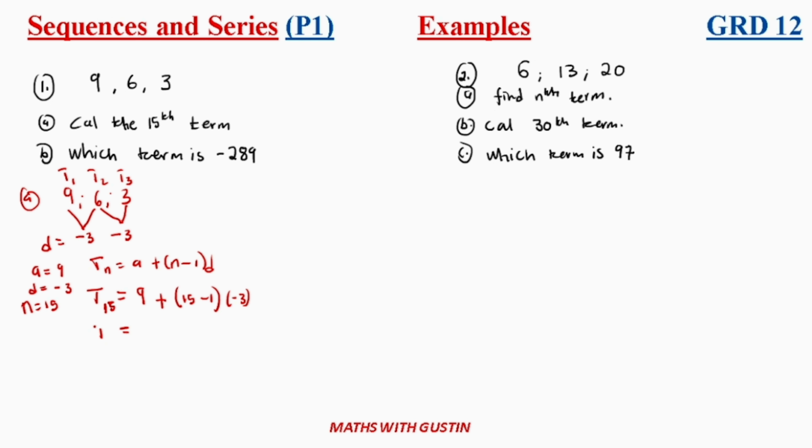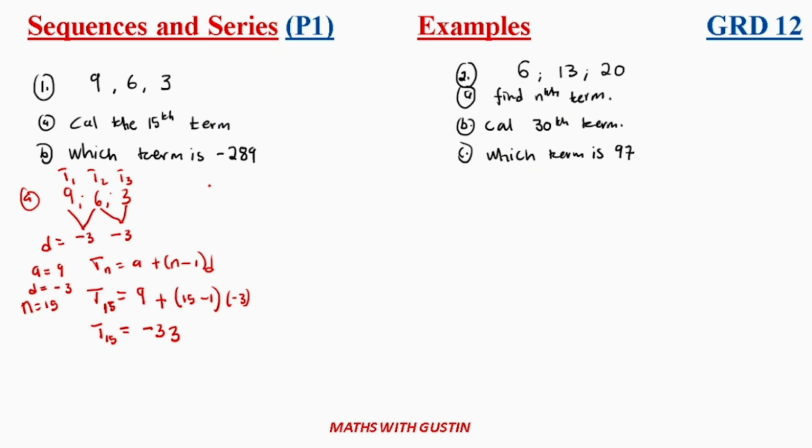Which simply will have to be term number 15. Let me just check on my calculator while you guys do the same as well. Right guys, please make sure that you follow. If you don't follow, please leave a comment in the comment section below. I will do my best to assist where I can. Let's see now, what do we have? 9 plus 14 times negative 3. So I'm getting term number 15 as negative 33. I hope you guys get the same answer. If you didn't, please let me know in the comment section below.